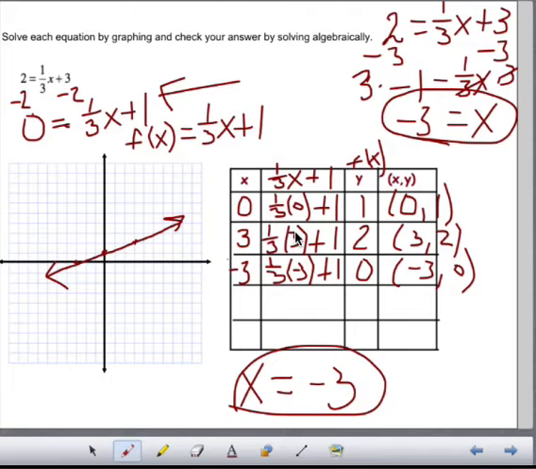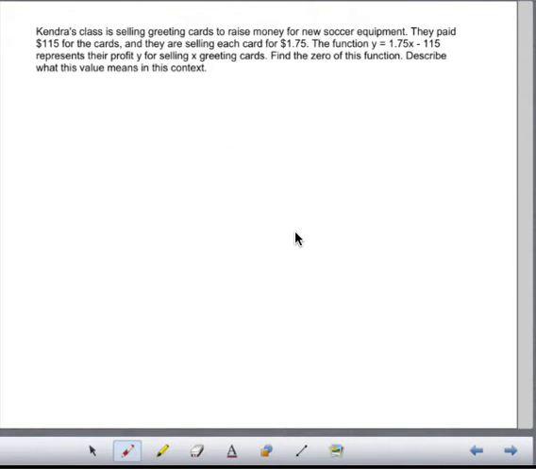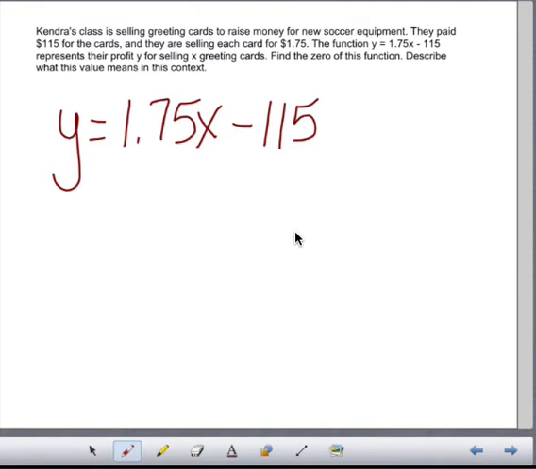Okay, one last example here. I just wanted to do one more of these. Kendra's class is selling greeting cards to raise money for new soccer equipment. They paid $115 for the cards. They are selling each card for $1.75. The function y equals 1.75x minus 115 represents the profits, y, so this is how much money they're going to make for selling x number of greeting cards.